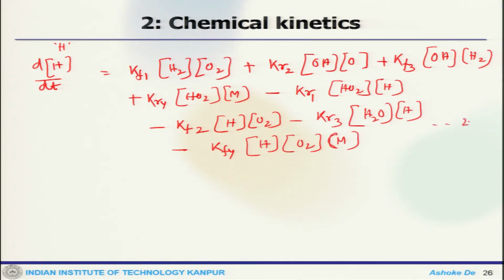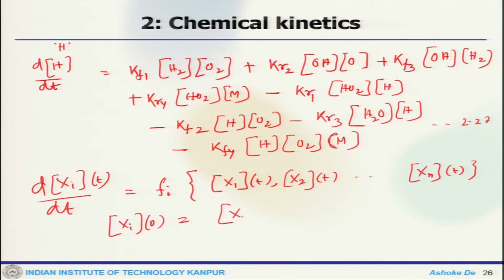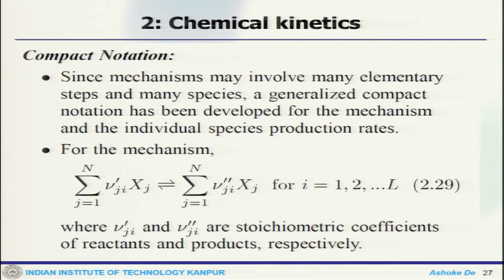So, this is how you get it. For any particular species, one can write that Fi(x1(t), x2(t), ... xn(t)) and xi at 0 is xi(0). So, that is how you can generalize for a particular species. Now, one can sum up those things and put it in a compact notation.